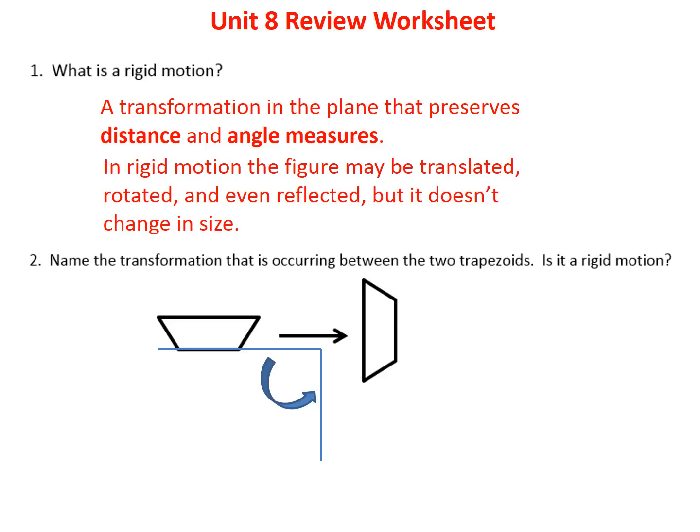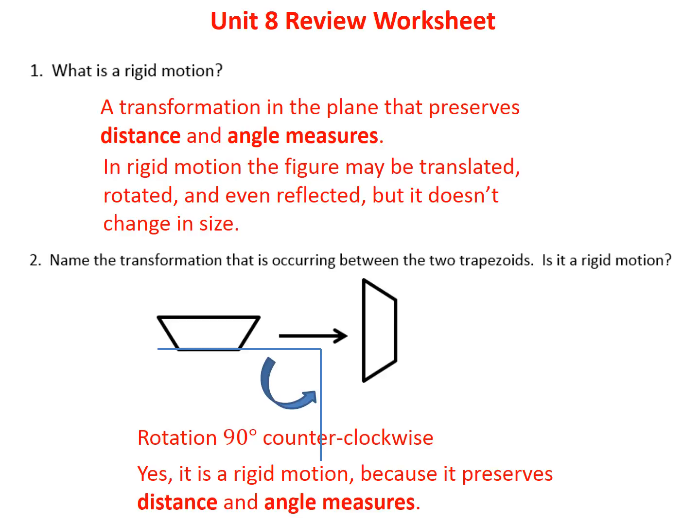Problem number 2 asks us to name the transformation that's occurring between those two trapezoids. If you notice the blue lines that I've drawn, you can see that the figure is simply being rotated counterclockwise 90 degrees. That's the transformation that's occurring. It's a rotation. Is it a rigid motion? Yes. You'll notice that the two shapes have the same size, the sides are the same length, and the angles are the same measure. So that is considered a rigid motion.